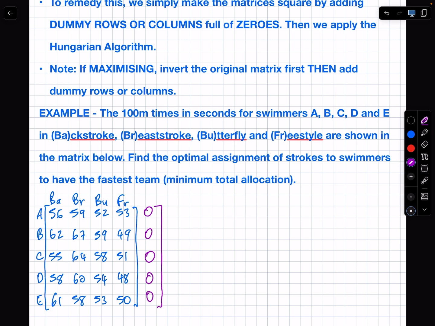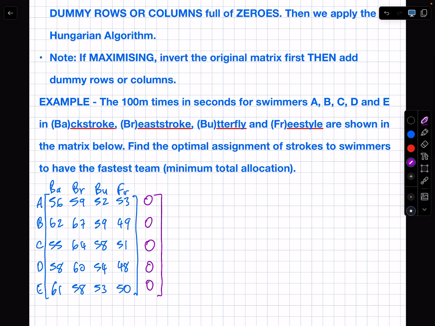You tell me. With Hungarian algorithm, what do I do first? Rows first or columns first? Rows. And what am I doing with the rows? Subtracting the smallest. What do you notice there? Is the smallest always 0? So don't waste time. Step 1 is done because I would be taking 0 from every row. So I can skip down to the columns straight away.